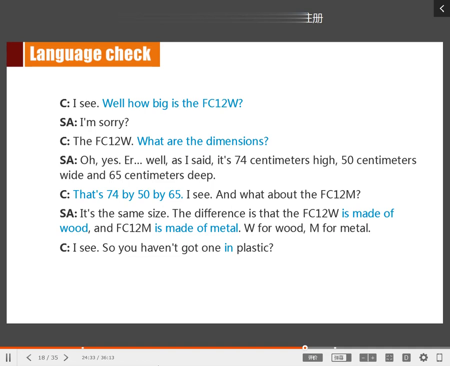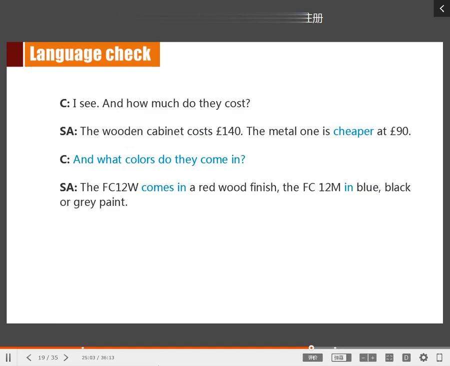Okay? Now let's look at the sales assistant's next answer. In this part, pay attention to how to express materials in English. What is the product made of? It is made of wood, it is made of metal. We can also add the preposition in before the material to say what something is made of. For example, so you haven't got one in plastic? Okay, in plastic.